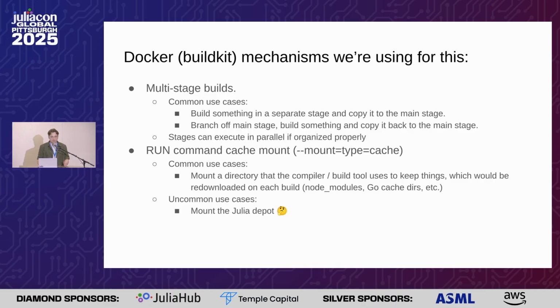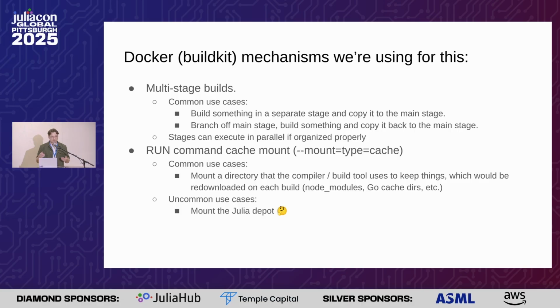So with multi-stage builds, we have the ability to branch off and run something in a separate stage, and then copy it back to the main stage, and then discard that stage, so it doesn't end up in the final image. Another mechanism that I'll be using is attaching cache to run commands.